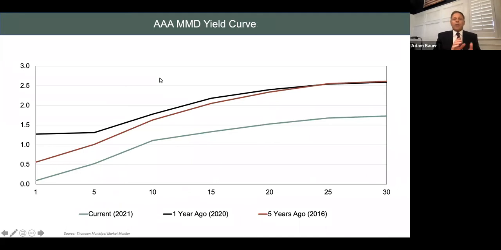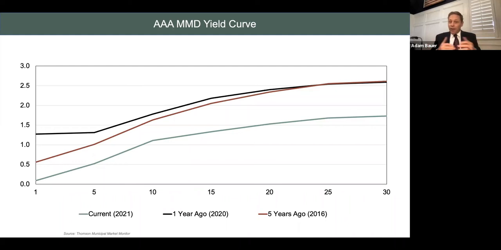Now, what we've done here is taken that same MMD curve and compared it to 2 other data points in time. So if you look at the red line, that represents 5 years ago. And I've talked to you a lot about how flat the yield curve has been in 2020. Well, 5 years ago in 2016, it wasn't that flat. That's the more typical type yield curve you'd see. But go to the black line, which is 1 year ago, and that's right after we all recognized we had the pandemic. And there you can see the 1 year is elevated there at between 1 and 1.5, and then goes up from there, but it's a lot flatter than both the green and the red line.